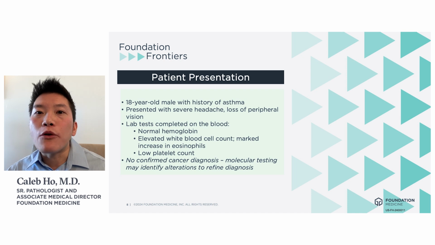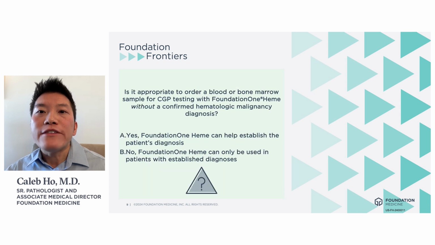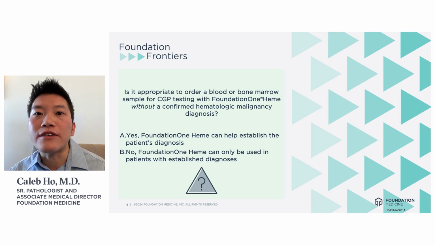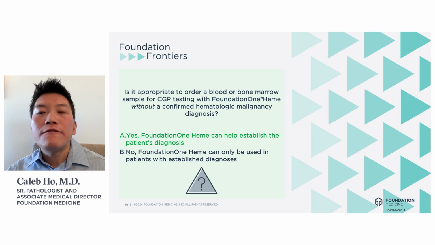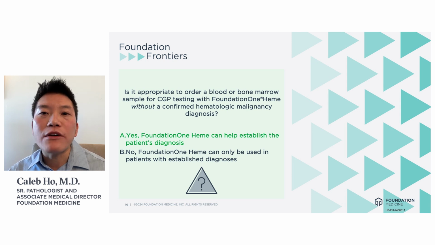Molecular testing can be ordered based on a clinical suspicion of blood cancer without a confirmed diagnosis. Based on the acceptable samples for Foundation One Heme CGP testing, would it be appropriate to send a blood or bone marrow sample for CGP testing without a confirmed hematologic malignancy diagnosis? The answer is yes. Foundation One Heme can help establish the patient's diagnosis.